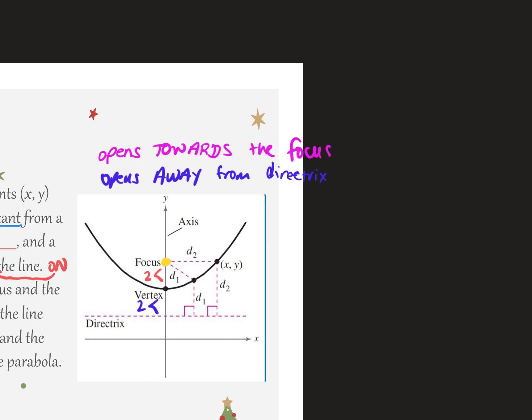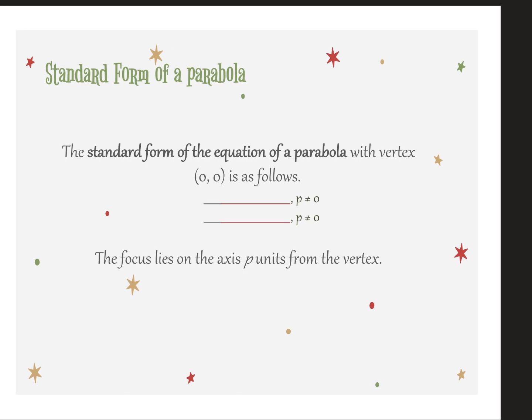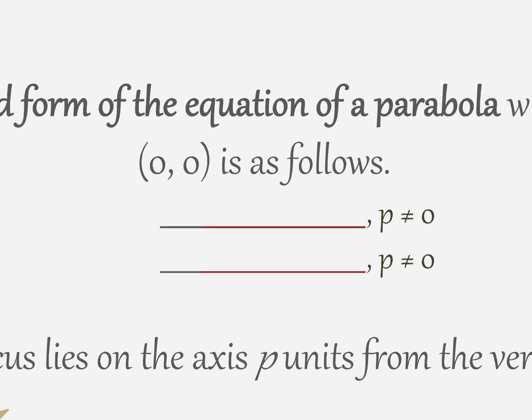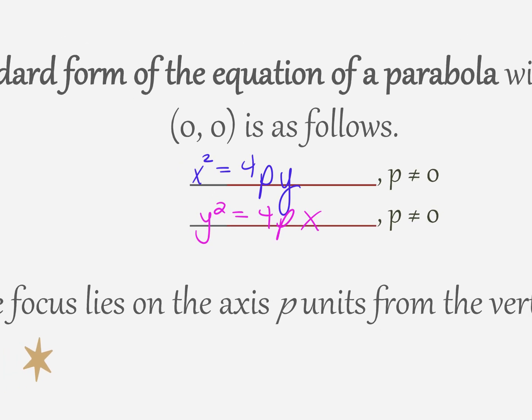Okay, so let's talk about the standard form of an equation of a parabola. We're going to talk about a parabola that is centered at 0, 0, your vertex. And we're going to talk about one that moves from the center. So what I want you to write down, we have two different formulas. We have x squared equals 4py. And we have y squared equals 4px. So let's talk about these two formulas that we see.